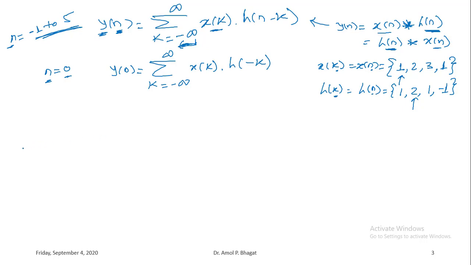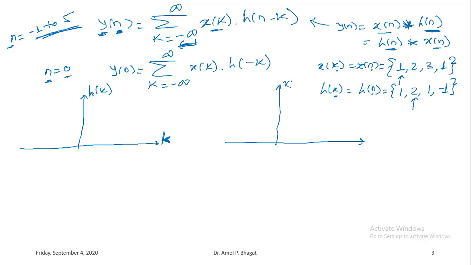So here I can plot h of k. On the x-axis I will be representing time k, on the y-axis I will be representing actual sample values, that is h of k. And similarly I can plot the values of the input sequence, that is x of k.